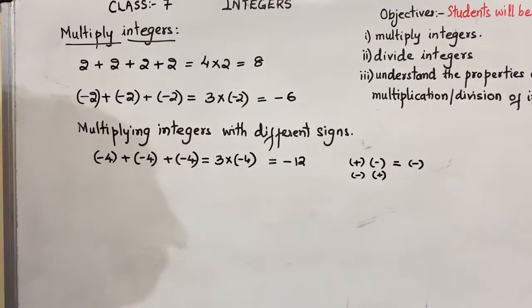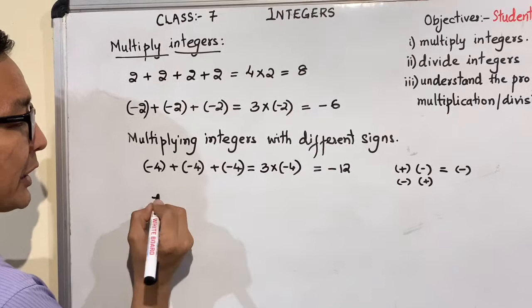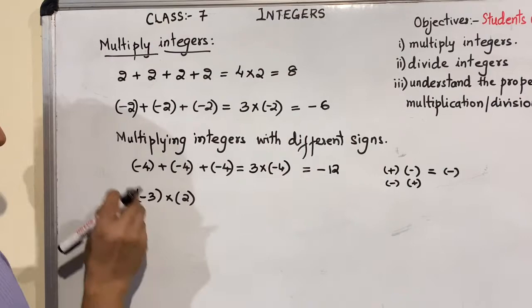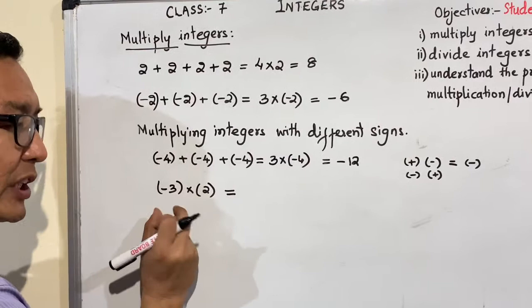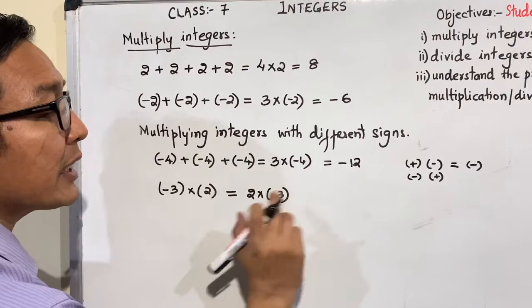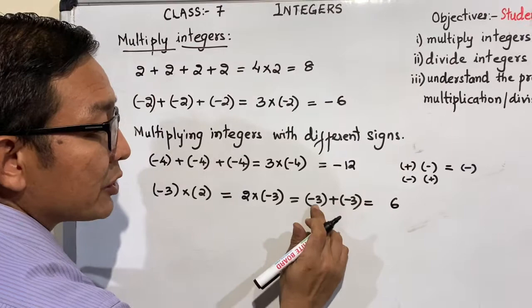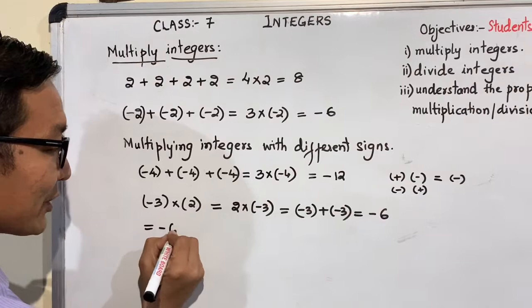Let's see another example: negative 3 times 2. We can use the commutative property, so this can be written as 2 times negative 3. So negative 3 added 2 times: negative 3 plus negative 3, the answer is negative 6. So in this example, the negative and positive multiplied, and the product is also negative.